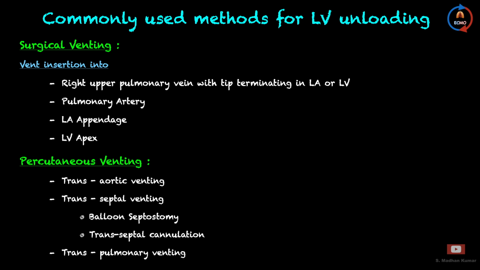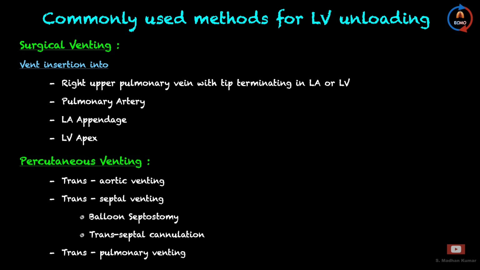Venting of the left side can be performed in a variety of ways. Two main categories of LV venting are shown here: surgical venting and percutaneous venting. The surgical venting includes inserting a vent into the right upper pulmonary vein with the tip terminating in the LA or LV, pulmonary artery, LV vent in the LV appendage, or LV vent in the LV apex.